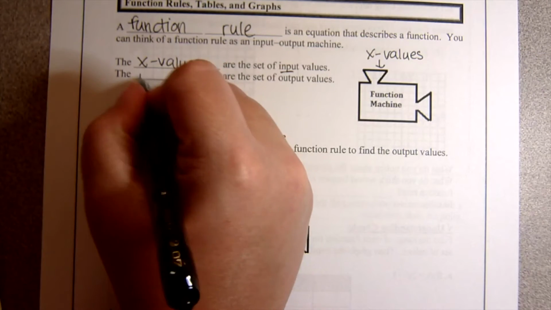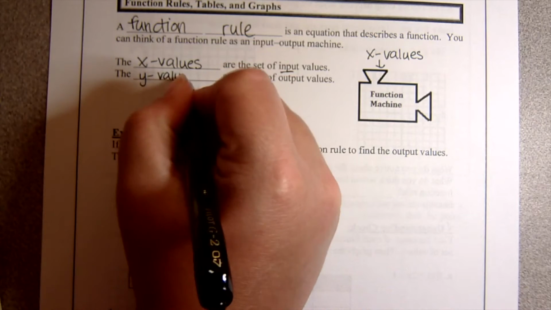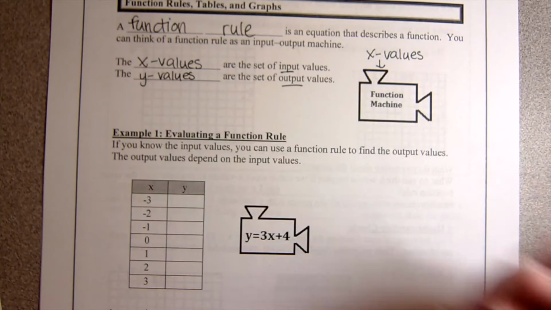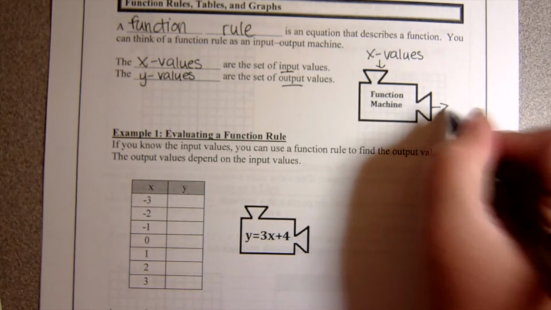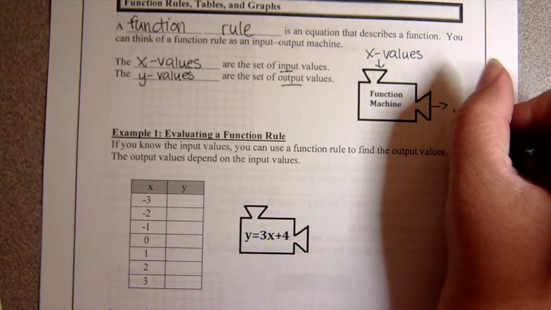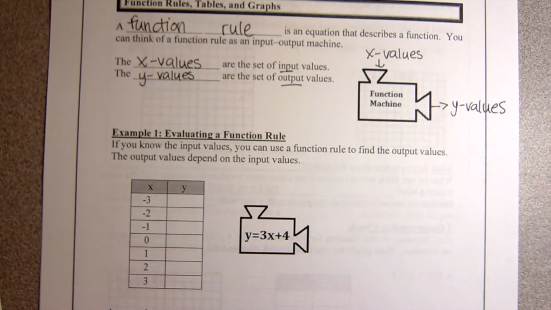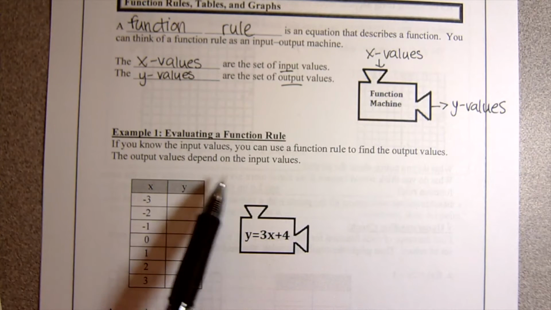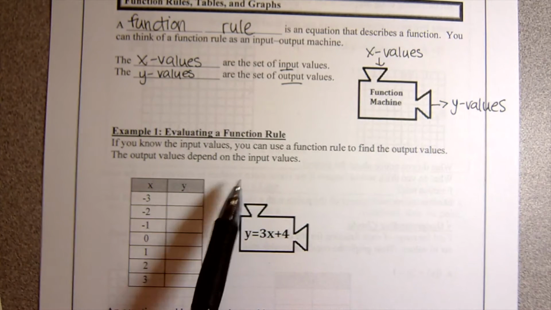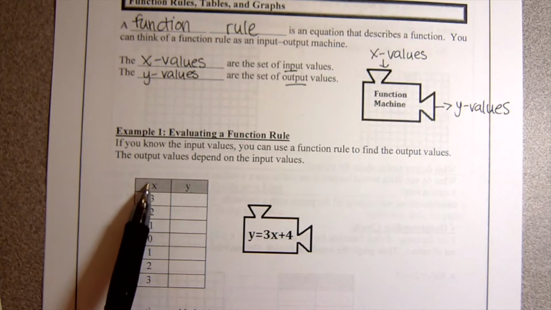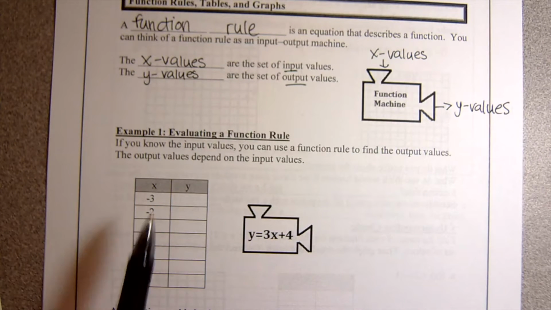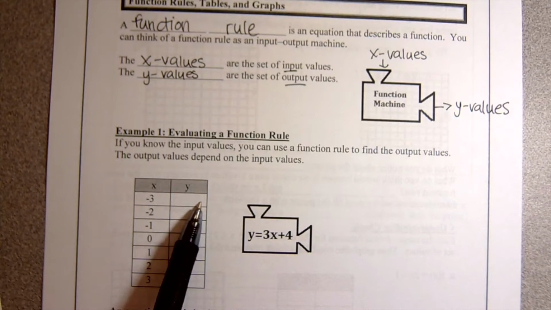And the set of y values are the set of output values. And that's what comes out of the machine once you put in the x values, or the input. So if you know the input values, you can use a function rule to find the output values. So here they've given us the input values, and they want us to find the output values.